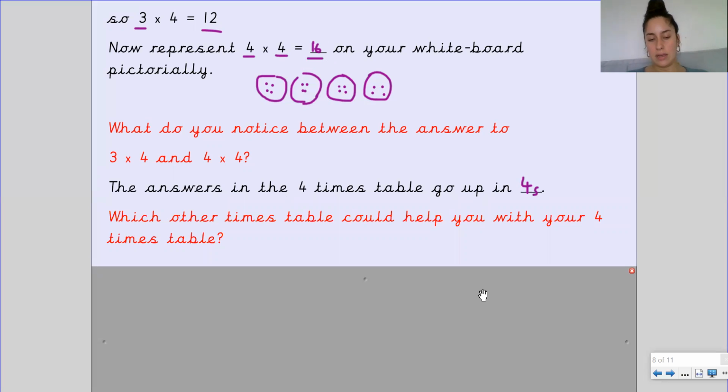We also looked at this in the previous half term. Which other times table could help you with your 4 times table? Pause the video and have a think.